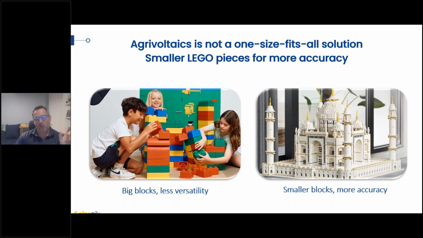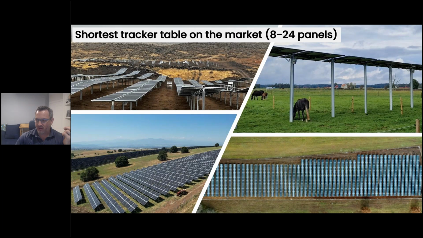Let's figure out how we design and create smaller, more versatile building blocks so that we can actually adapt them to the existing crops, as Noam described, rather than forcing the ground or the agricultural to fit to the trackers, right? And for that reason, we've developed the industry's shortest tracker.